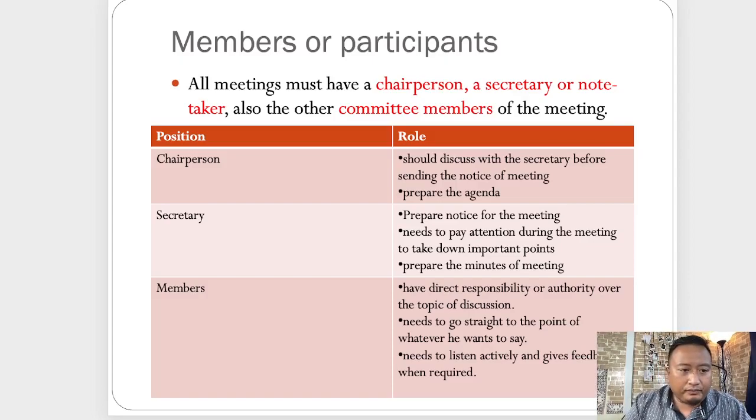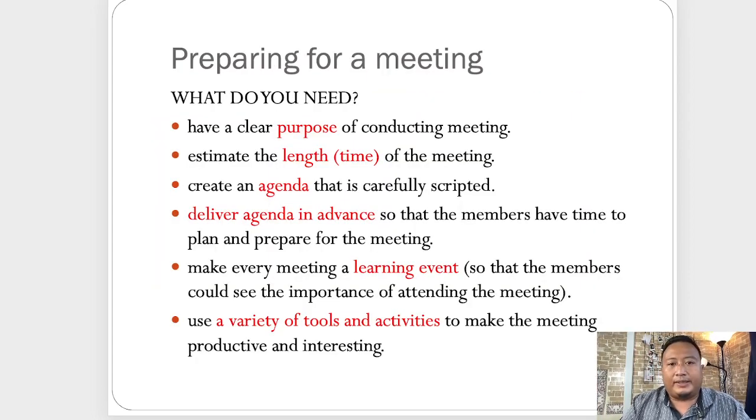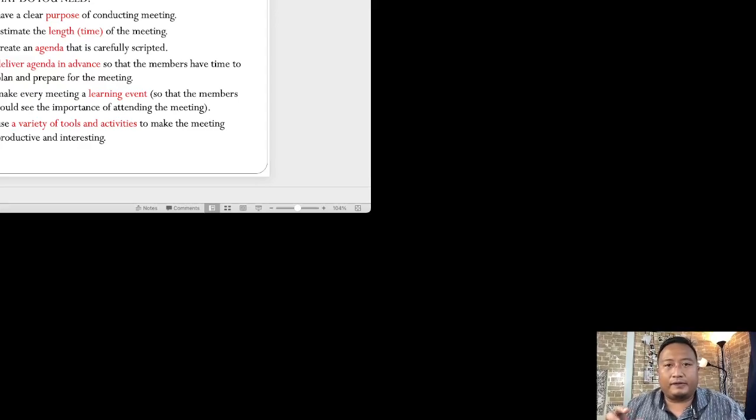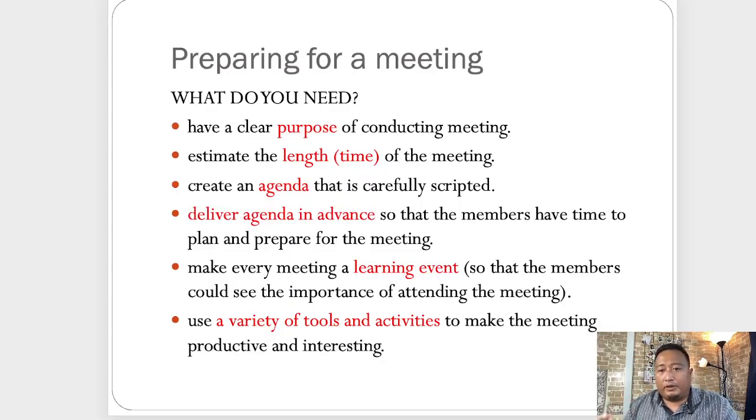All right. Okay. So preparing for the meeting, you have to have a clear purpose. I will give the topic of the meeting a week before. You should have ample time to discuss among your team members to decide on what should be discussed. But I don't want it to be scripted. I want it to be very dynamic, very natural.